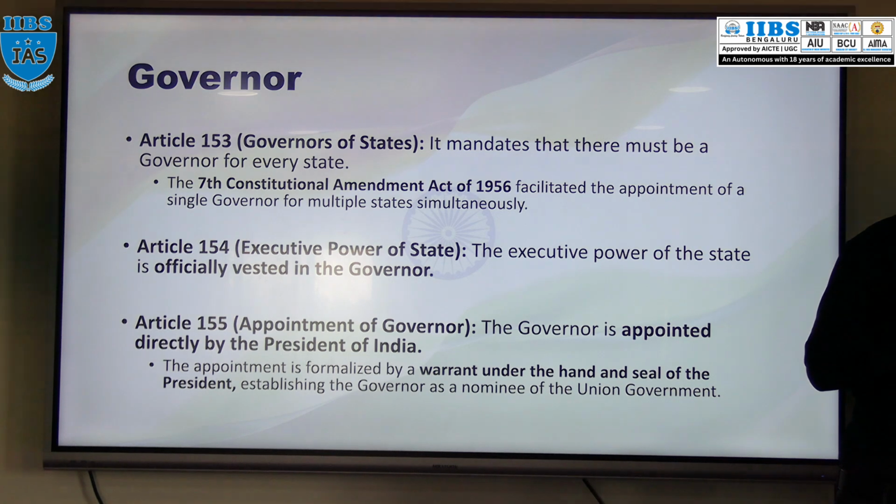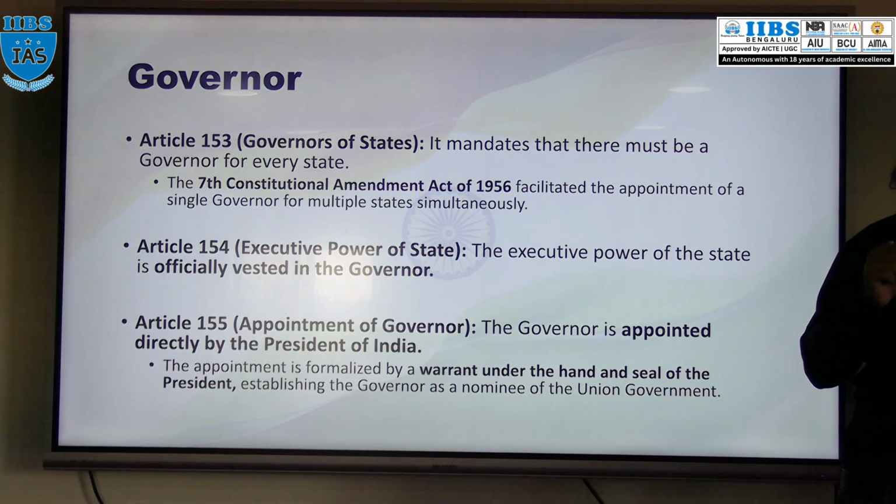First we will discuss the State Executive, then we will discuss the State Legislature. State Executive: Governor, Chief Minister, Council of Ministers, then Advocate General of the State. So these four come under the executive of the state government.